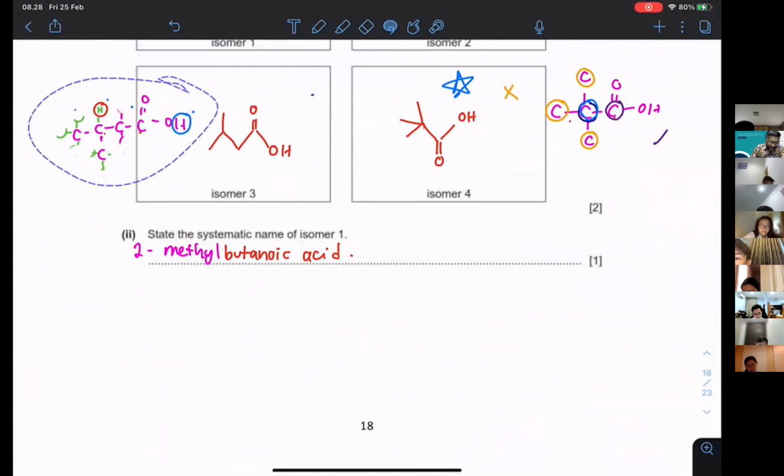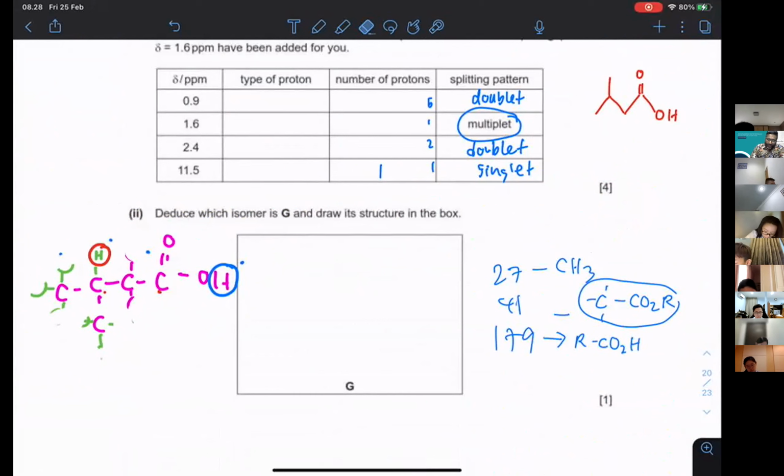Some people, like me, find it very hard to see from the skeletal formula. I will prefer the displayed formula. For now, I know that the proton that is a singlet is going to be the OH. This one, no need to worry so much. It is definitely the one attached to oxygen.